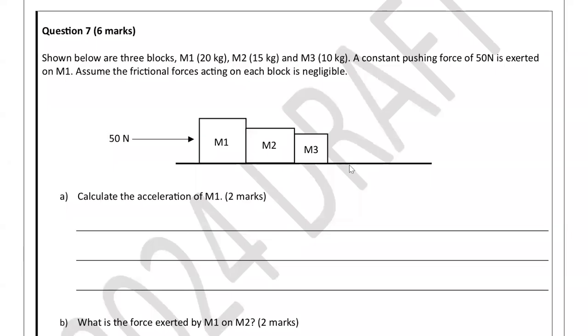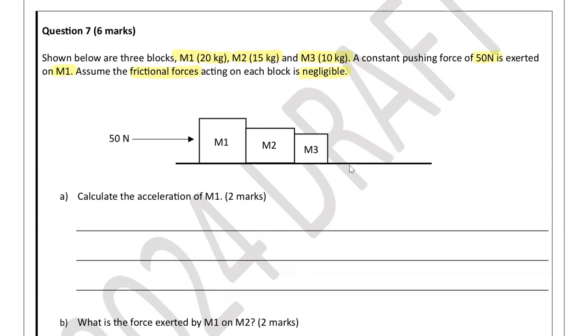Hi there, guys. So today I'm going to be going over a horizontally connected system. This one in this example consists of three blocks. So here we have shown below three blocks: mass 1, 20 kilograms, mass 2, 15, mass 3, 10 kilograms, with a constant pushing force of 50 newtons being exerted on your mass 1. And we're assuming frictional forces are negligible.